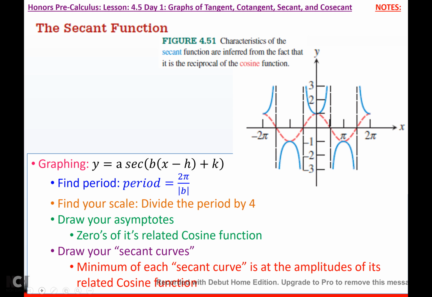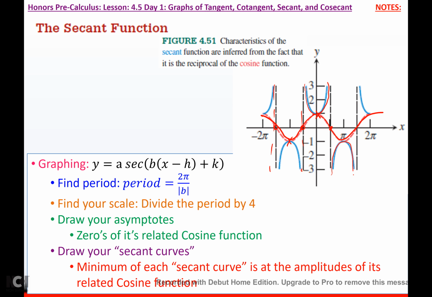Alright, your secant function is just as easy to graph because everything's related to sine and cosine, okay? So secant obviously is the reciprocal of the cosine function, and what that means is, if you look at the red graph, there's your cosine function. And notice, all you do is at the zeros of cosine, you put your asymptotes, and at the amplitudes of cosine, you draw these secant curves.